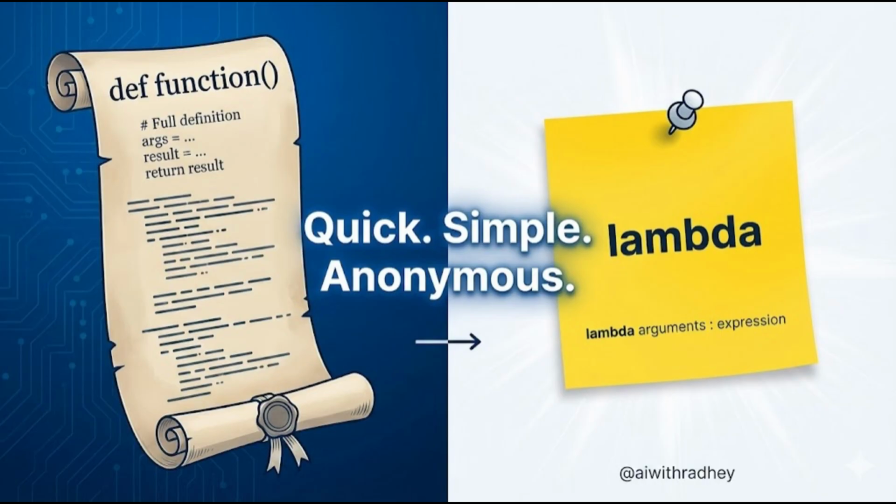First up, Lambda Functions. Imagine you need a tiny function just once, maybe to square a number. Defining a whole formal function with def feels like overkill. A Lambda function is a throwaway one-line function. The syntax is simply lambda arguments: expression. It automatically returns the result without needing the return keyword.